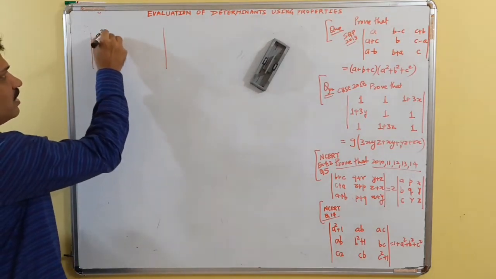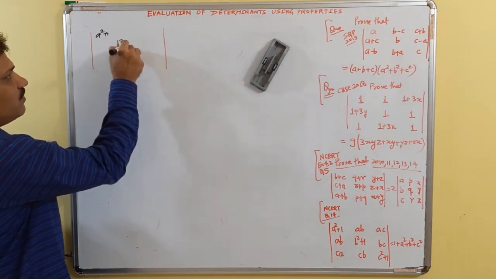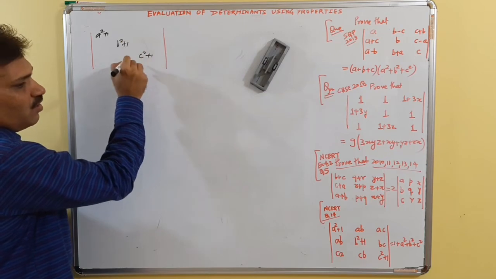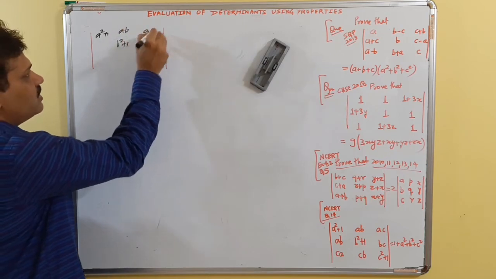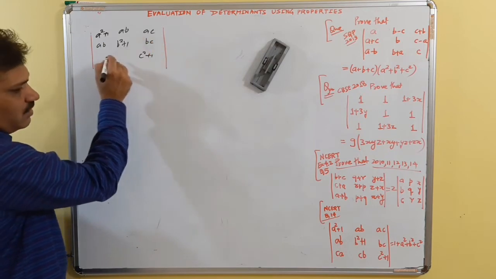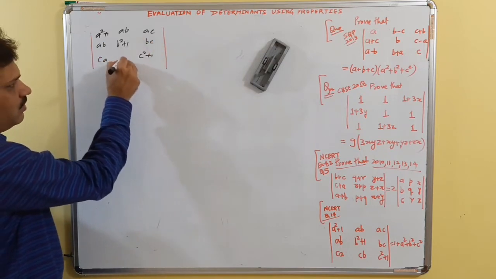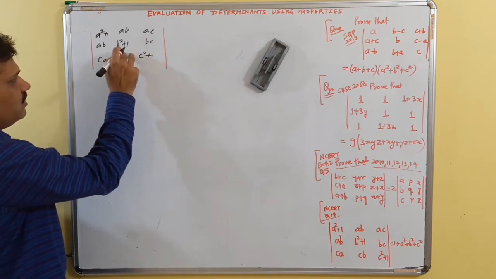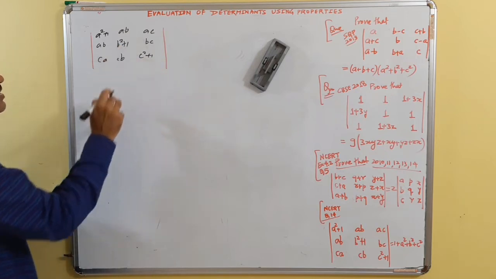This is A square plus 1. Here B square plus 1. Here C square plus 1. Here A, B, A, C. Here A, B, B, C. And C, A, C, B. So this is the scene.